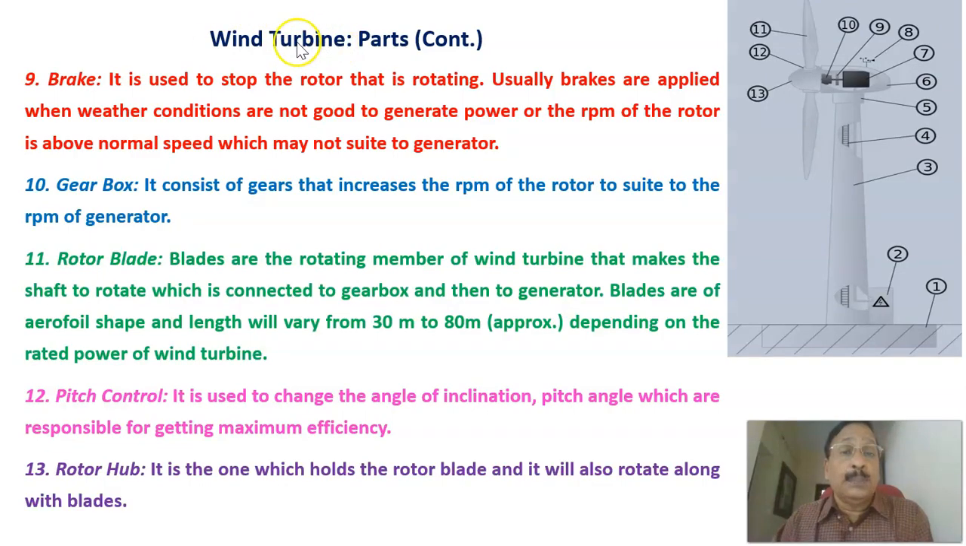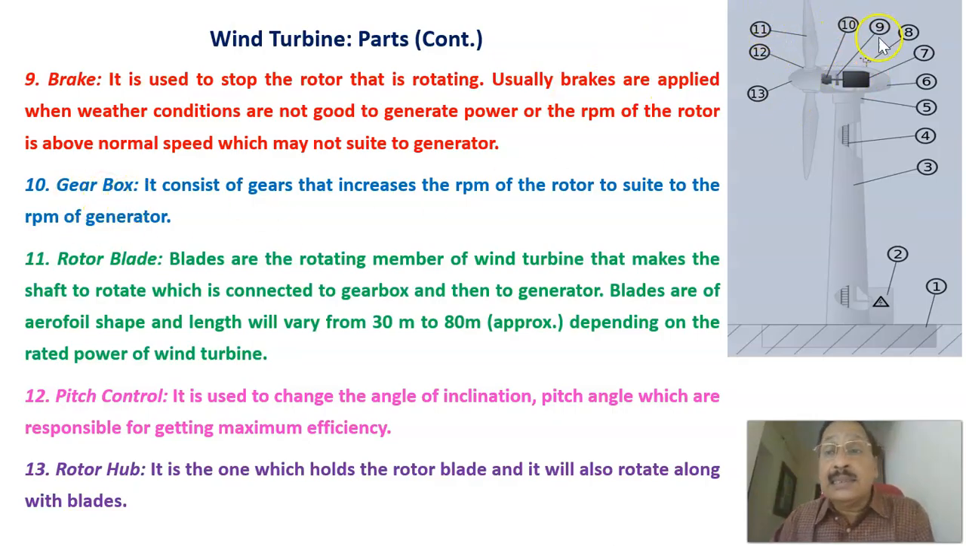Continuing the other parts of the wind turbine, here that is number 9. This is used to stop the rotor that is rotating. That's a brake. Usually brakes are applied when weather conditions are not good to generate power, or the RPM of the rotor is above the normal speed, which may not be suited to the generator. Under that condition, we apply the brake. Therefore, number 9 is the brake.